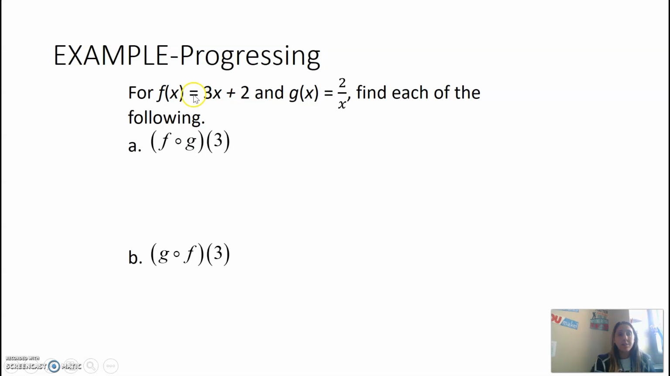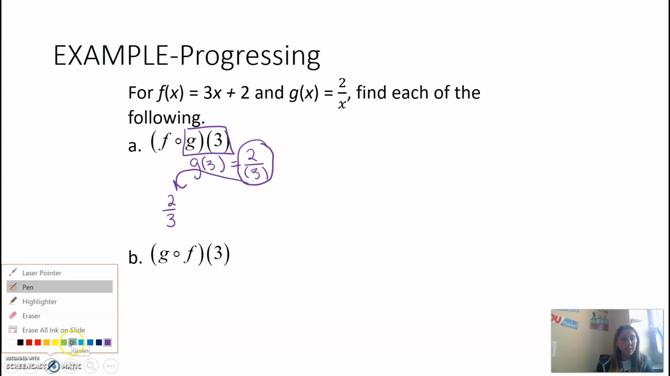So go ahead and get these functions written down in your notes, and then write these down. Okay, just like before, we are going to find g of 3 and find what that output is first. So g of 3, well, that means everywhere I see an x in g, I'm going to replace it with a 3. So I get 2 over 3. And then I'm going to take this entire thing and I'm going to put it inside of f. So 2 over 3.